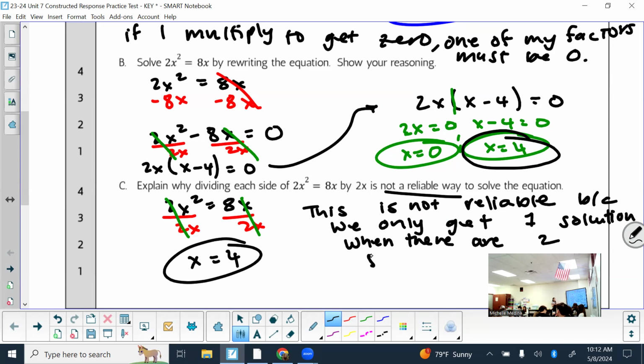I always post the key to the constructed response practice test online, because there's no other way for you to see if you're right. Otherwise, definitely go make sure that you are right and that you know how to do it when it's different numbers. Just apply the same steps that you did.